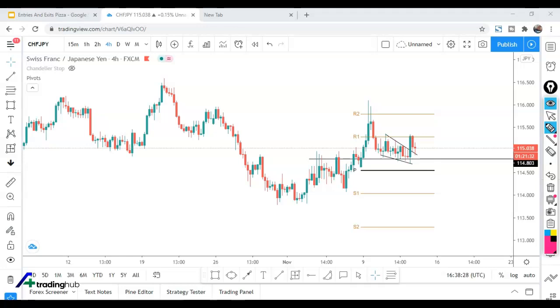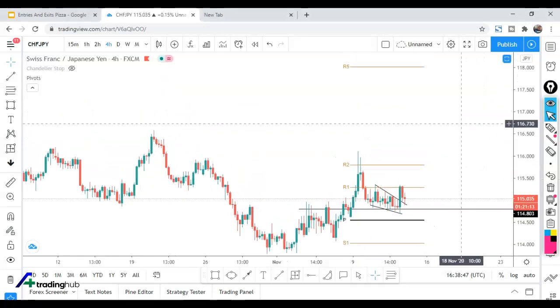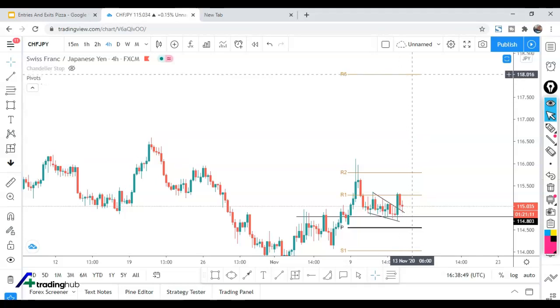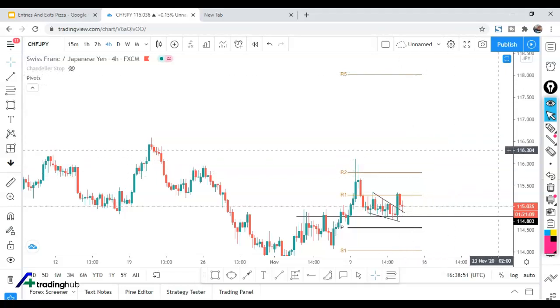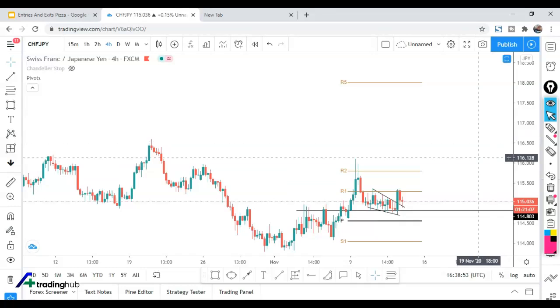So I'll place my stop loss a little bit away from the PP. I'll place it around here. That is where my stop loss will be. And where will my target be? My target will be at the R2. That is the first target. Then the second target can be at R3, the third target at R4, then my final target is always R5. My final target for this particular trade is going to be R5.